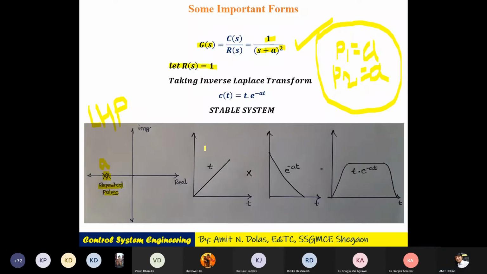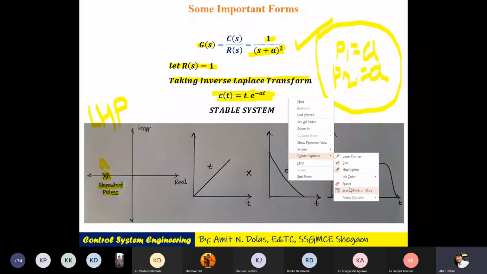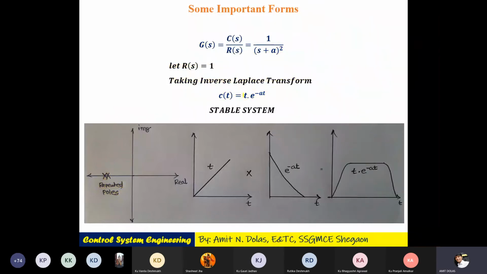So if R of s, that is the impulse input, is equal to 1, then C of s will be equal to 1 over s plus a whole square. Taking the inverse Laplace transform, if you refer to the previous PPT again, it will be t into e raised to power minus a t. We had reversed the table earlier, where t into e raised to power minus a t in the time domain has Laplace transform 1 upon s plus a whole square. So this is the output. We have to see whether this output is bounded or not. But if you look properly into the output, there are two signals.